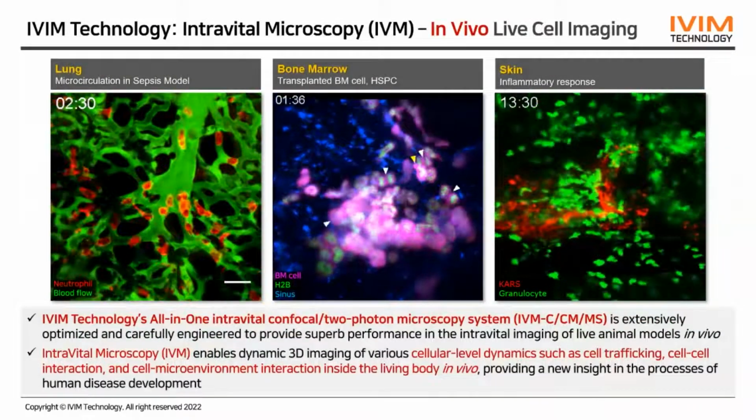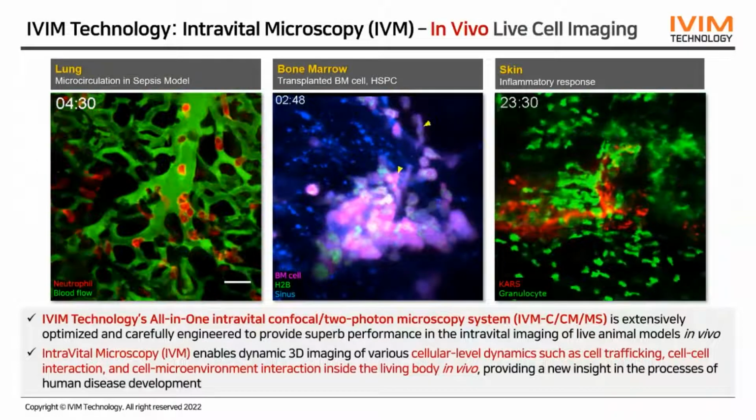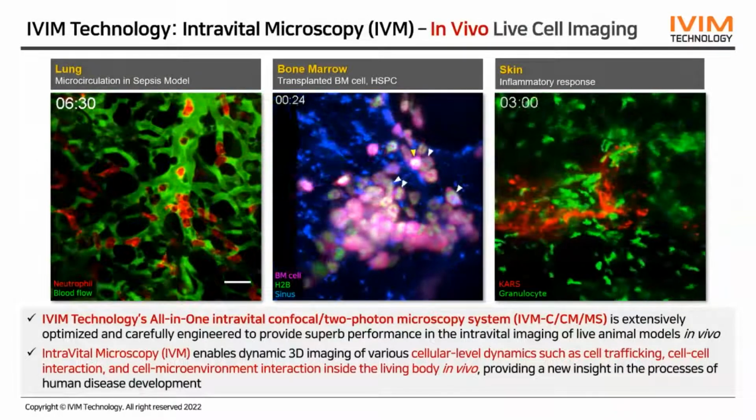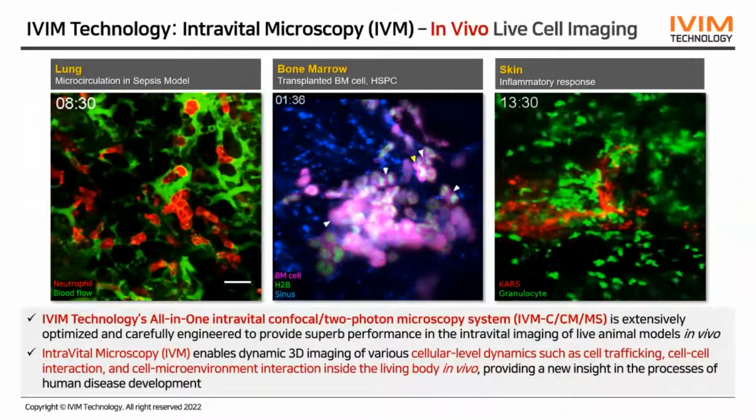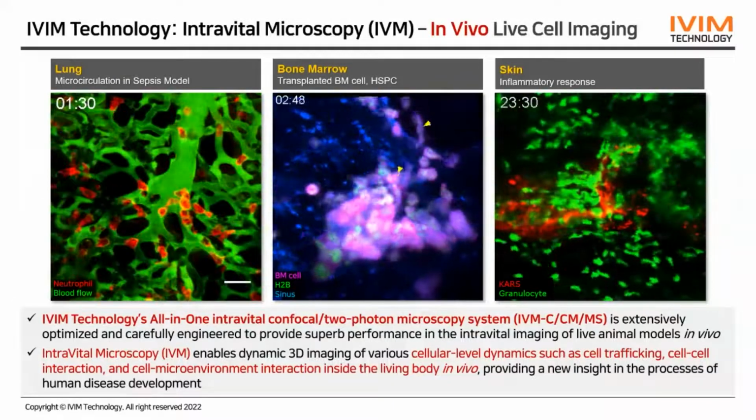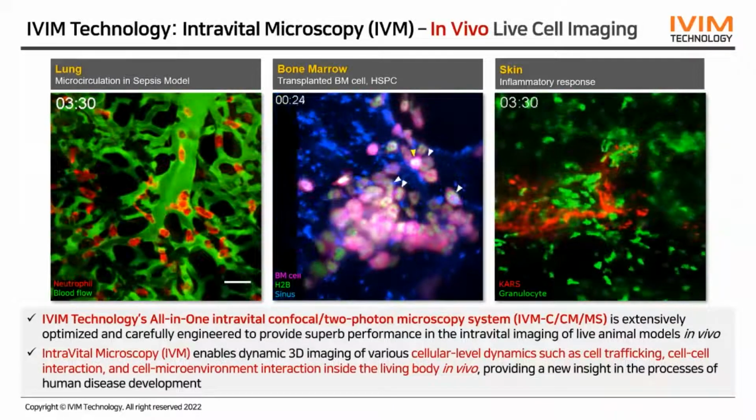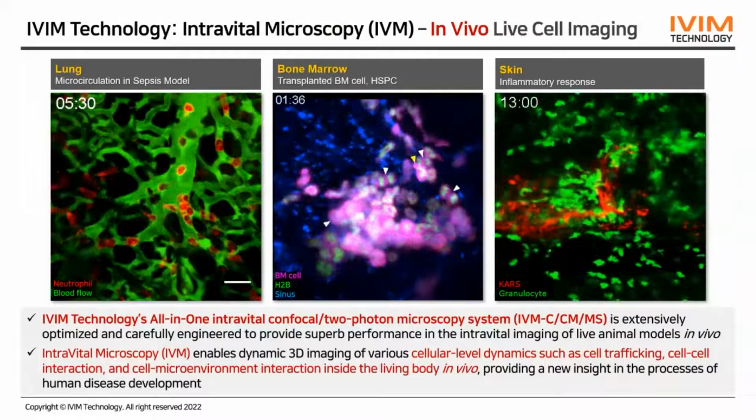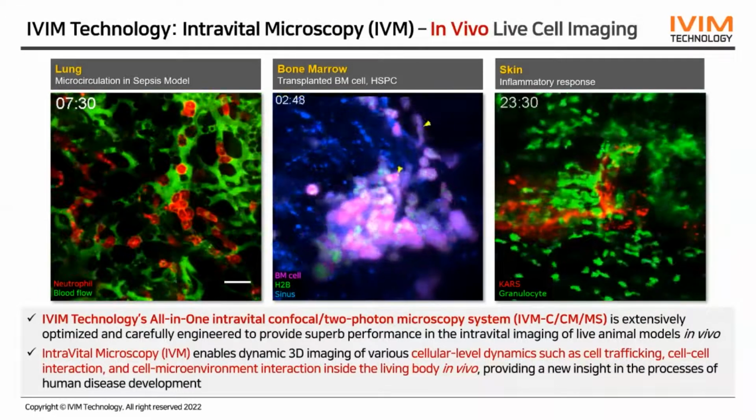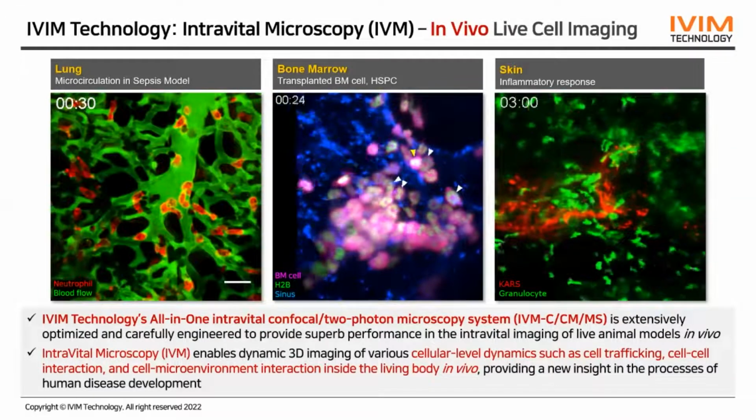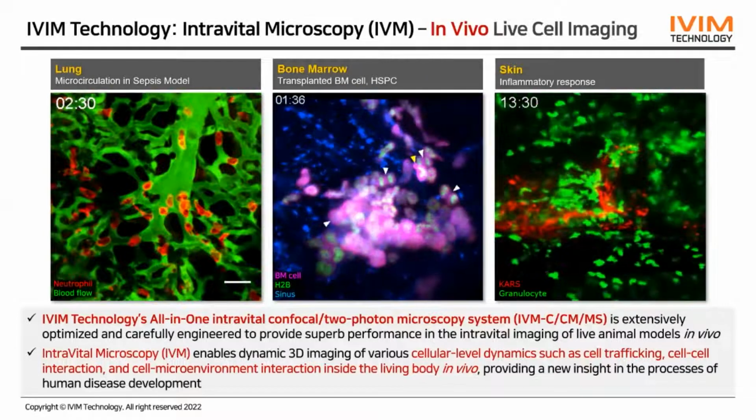For the application, we have a lot of examples according to the organs of interest. Here are some examples of in vivo imaging in various organs such as lung, bone marrow, and skin, visualizing inflammatory responses. So I will explain the details in the following slides.